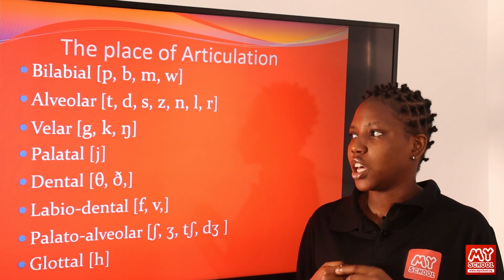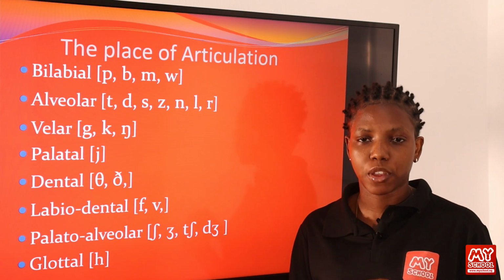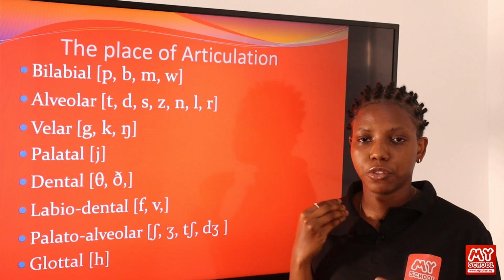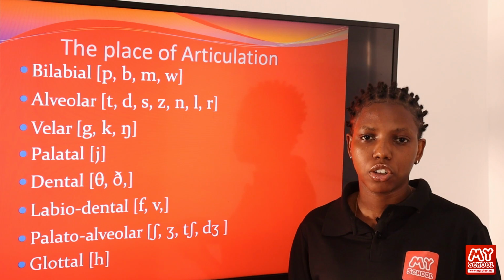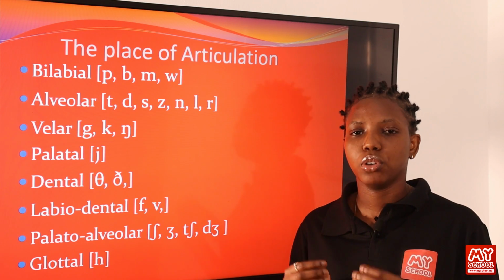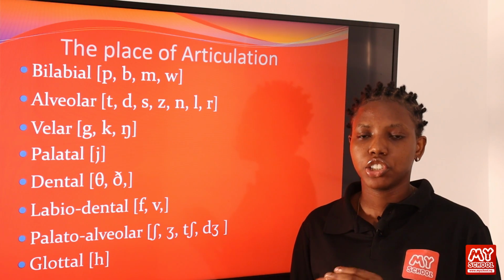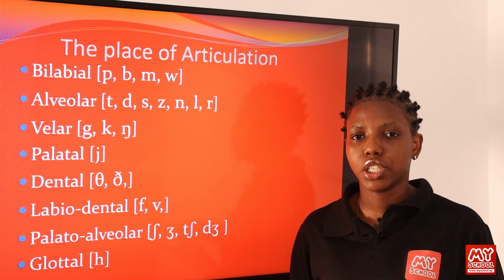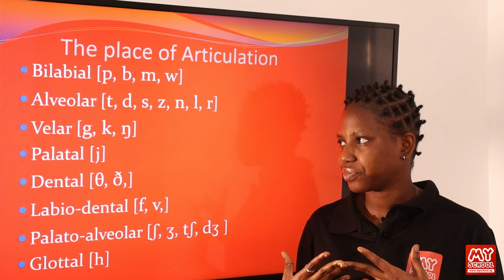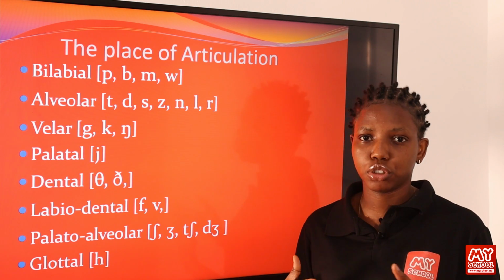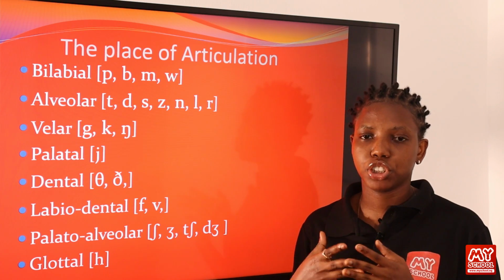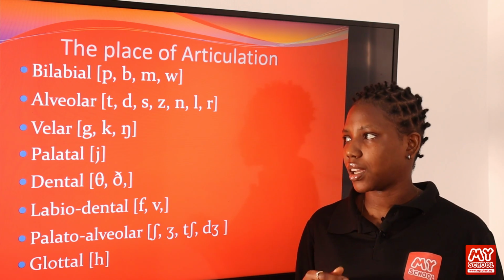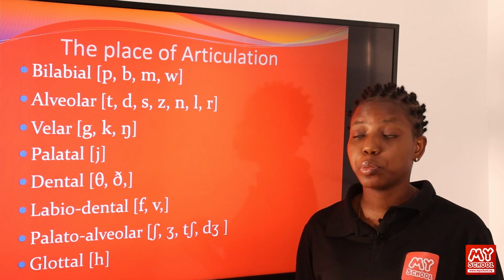You can feel it. Now the next is velar. Velar uses the velum and the back part of your tongue. The velum is also called the soft palate. So register that, check the organs of speech which I have shown you, and try to locate the soft palate. It uses the back part of the tongue, which is raised to touch the soft palate, like g.